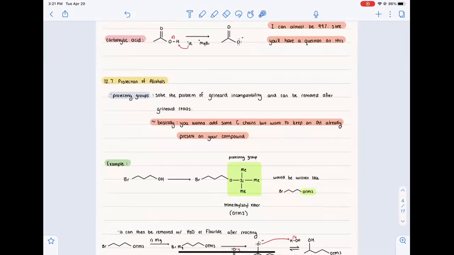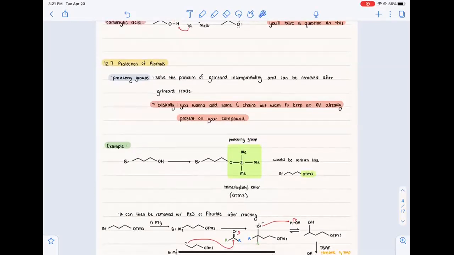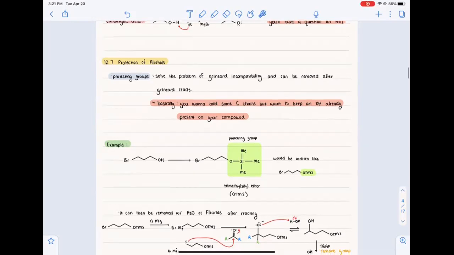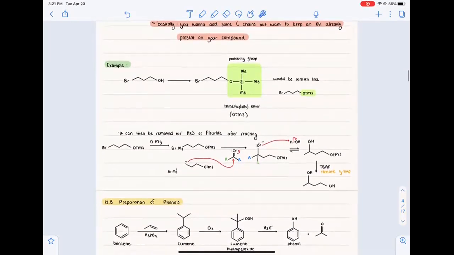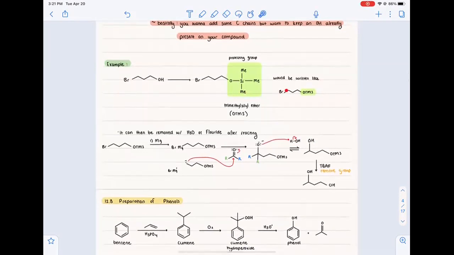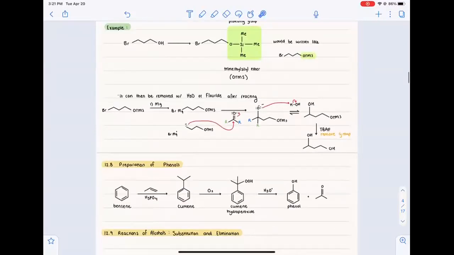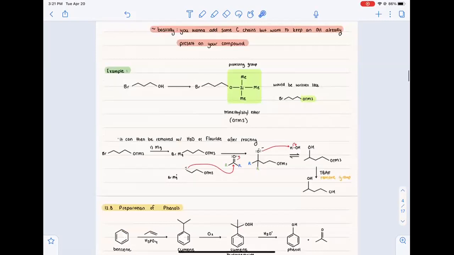So, anyways, here we have protecting groups. It solves that issue that we were having earlier about how a Grignard reagent isn't able to form with something that already has an alcohol group on it. So pretty much what happens is that this is what putting a protecting group on it looks like. Trimethylsilyl. Okay. I personally use trimethylsilyl ether as this, which is this OTMS.